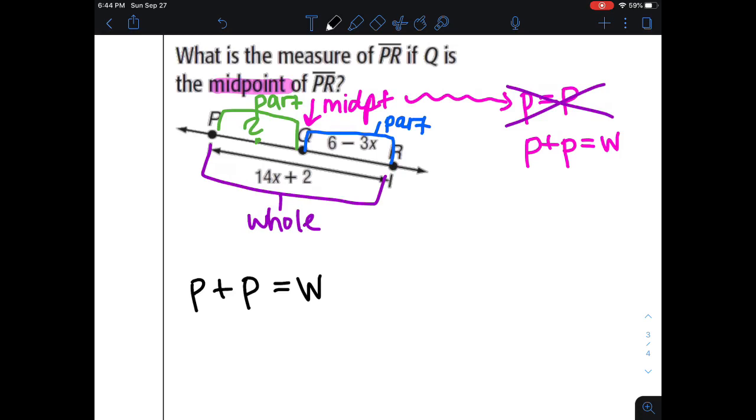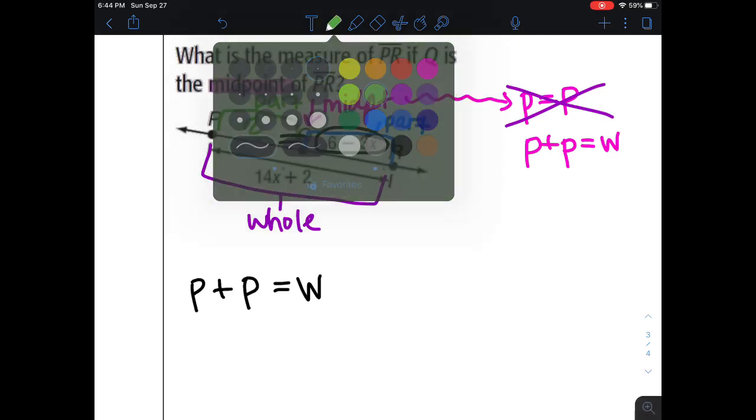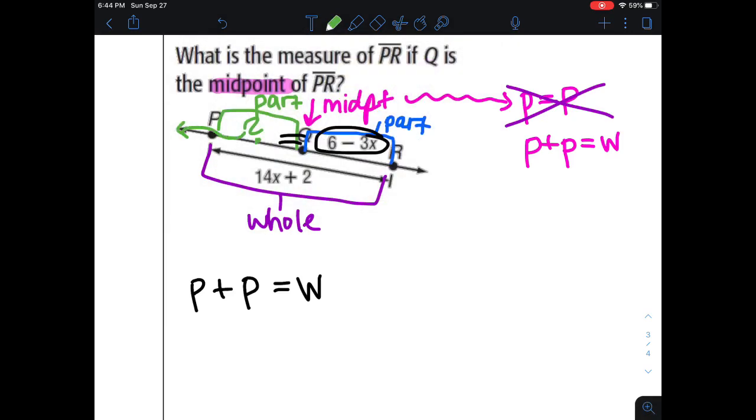Okay, here's the good news. These two sides are equal because Q is in the middle. I told you if there's a midpoint, that means both sides are equal to each other. So we could actually say, let me take my little green here, 6 minus 3x is that other part because they have to be the same. They're going to equal the same thing, so why not just use the same expression?